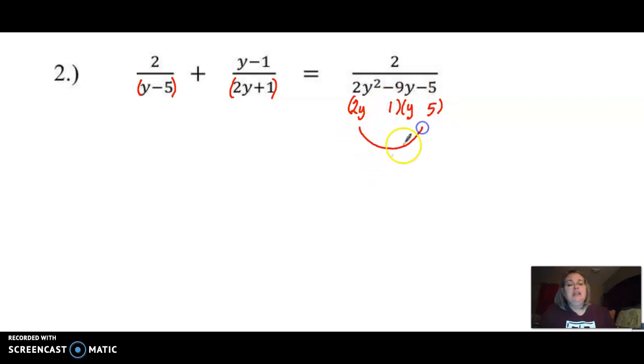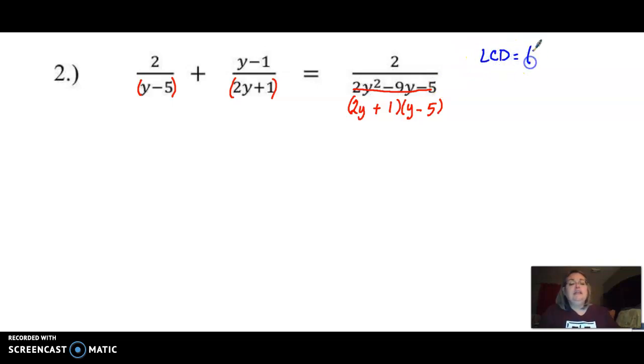Remember our double chin. That gives me 10y. This gives me 1y. To get a -9, I want a -10 and a +1. We like that double chin because then we can erase it and nobody knows we did it. Now, LCD.